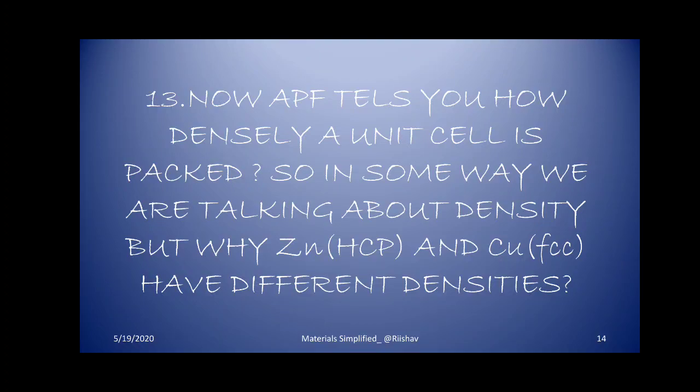Well, no. They have asked why zinc, that is HCP, and copper, FCC, have different densities. Well, we are comparing two different unit cells. Zinc is hexagonal close packing, which means the unit cell is a hexagon, whereas copper, which is FCC, face-centered cubic, has a cubic unit cell. So you cannot compare two different things. So it's a vague question. It's just playing with your words. If you say atomic packing factor tells you how densely a unit cell is packed, then they'll try to play like this. Moving on.